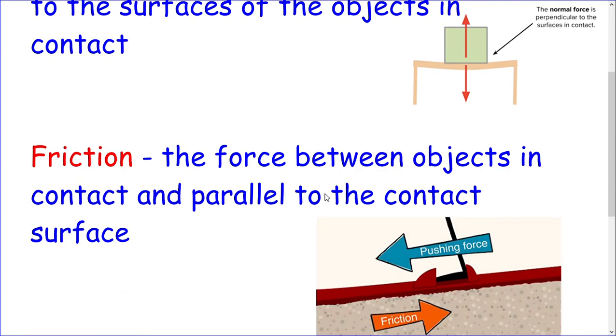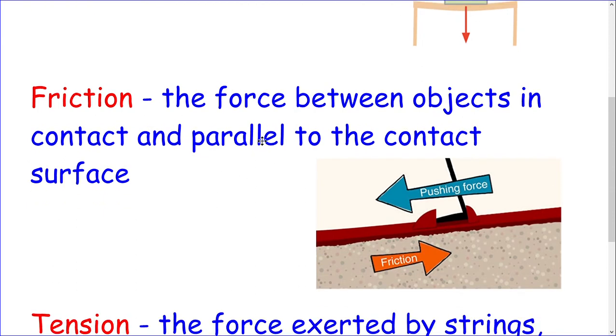Then we have a frictional force. It's a force between objects in contact and parallel to the contact surface. So we have some force that's trying to push an object in one direction, and we have a frictional force in the other direction causing that object to want to slow down. And so only when we overcome the frictional force do we actually get forward motion.